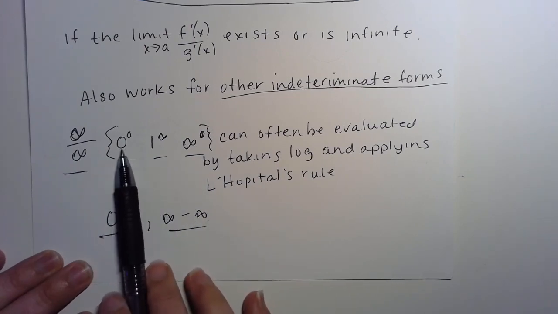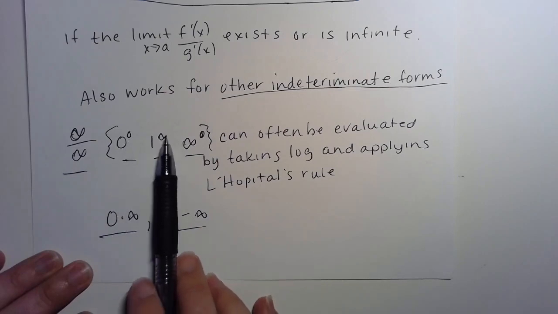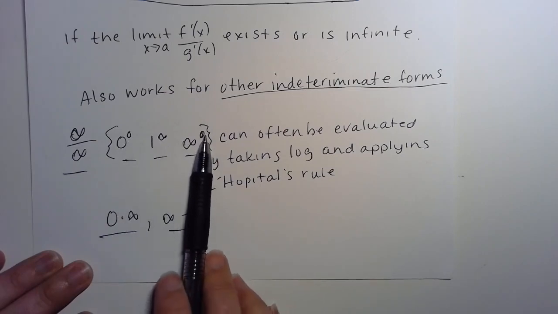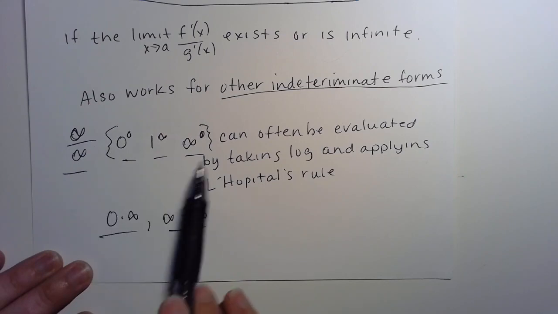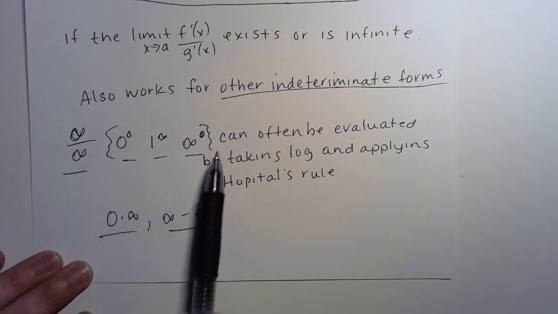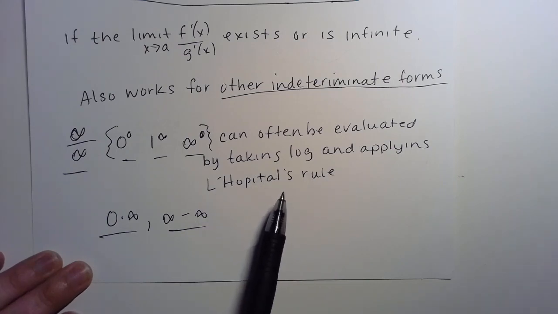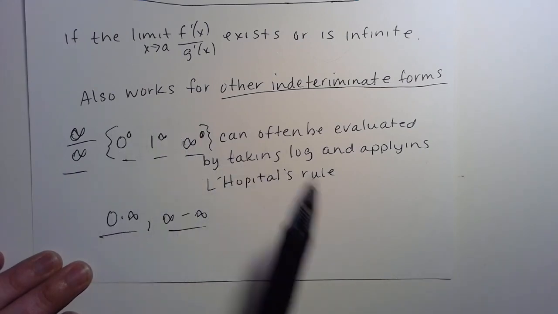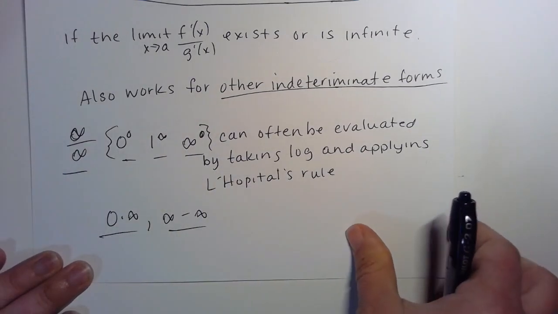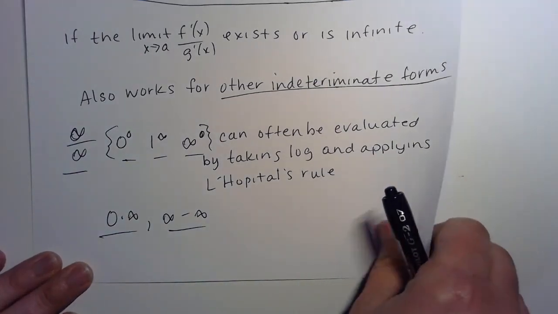And then also these: 0 to the 0 power, 1 to the infinity power, infinity to the 0 power. These three are special cases where we can use L'Hopital's rule on them, but usually we have to take the log of both sides first. So it's kind of like our logarithmic differentiation, except this time we're going to use it to solve limits instead. Okay, so we're going to start out with the basic case of 0 over 0.